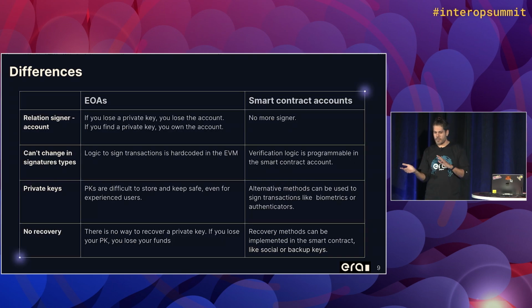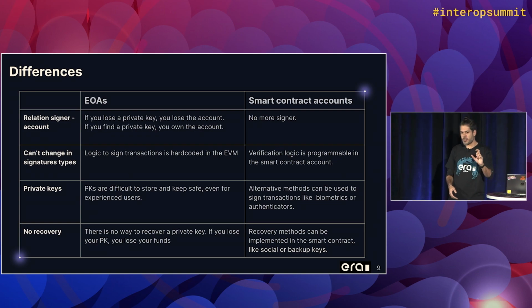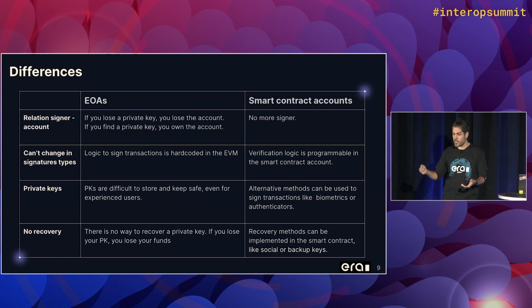So these are the main differences between externally owned accounts and smart contract accounts. Externally owned accounts have this relationship between the signer and the account. Smart contract accounts don't have a signer, they don't have this relationship. With externally owned accounts, the logic to sign the transactions is hard-coded in the EVM. With smart contract accounts, that logic is programmable in the smart contract itself, so you can put whatever you want.